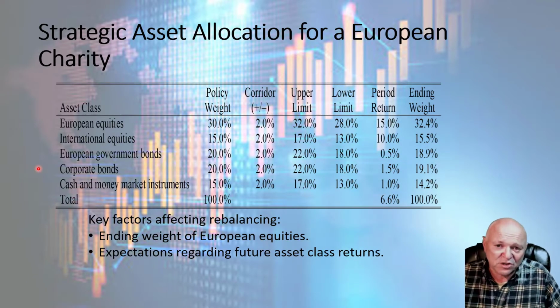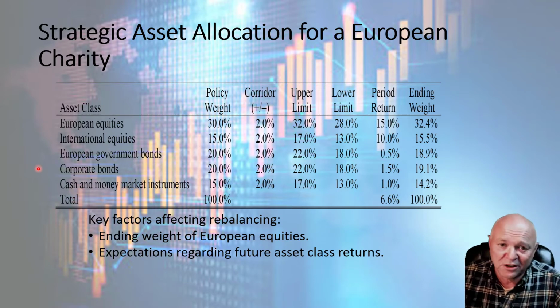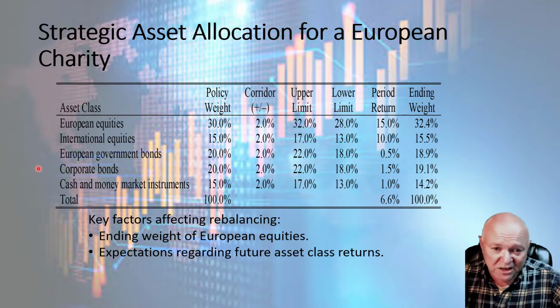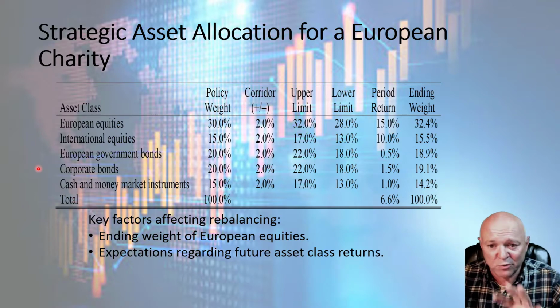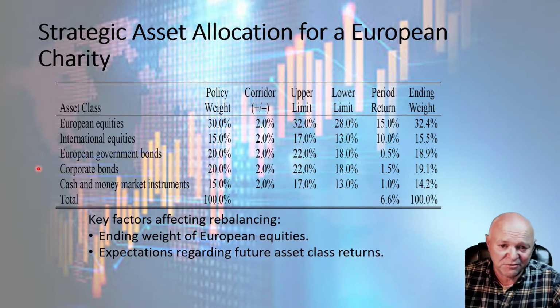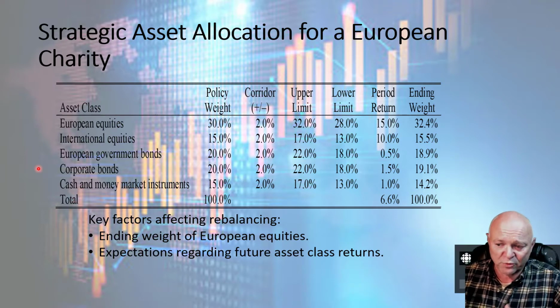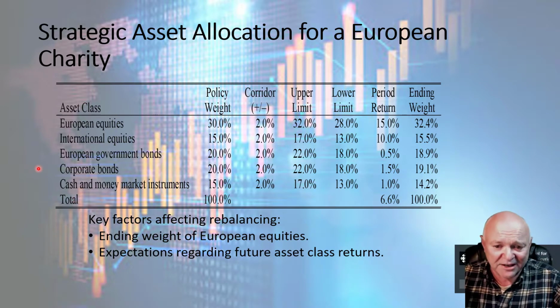Here's an example of strategic asset allocation for one particular client, a European charity. The asset class is given in the first column, so you can see we've got European and international equities, European government bonds, corporate bonds, cash and money market instruments. The original policy said we're going to have 30% of European equities, 15% international, 20% government bonds, 20% corporate bonds, and 15% cash and money market instruments, of course adding up to 100%.